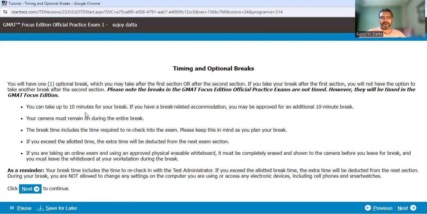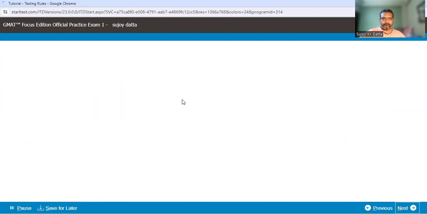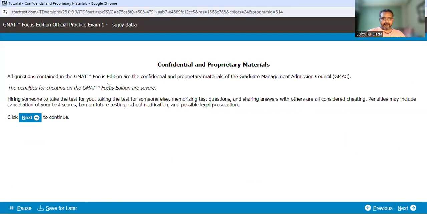As we said, there's an optional break of 10 minutes, okay, which you can take once, but then it's up to you. And testing rules, this is pretty obvious. All the questions in the GMAT Focus Edition will be proprietary material, so you can't cheat, and hiring someone to test for you is obviously considered cheating. Okay, so that's for the actual test, not this one. This is just a practice test, which is available free for everyone, right? Whoever registered for the GMAT is entitled to get this Focus Edition Practice Test 1 and Practice Test 2 for free. So that should not be a problem. Practice tests 3, 4, 5, 6 have to be purchased from the GMAT. So there might be issues with giving walkthroughs with those. So I don't think there's an issue with practice tests 1 and 2 as such.